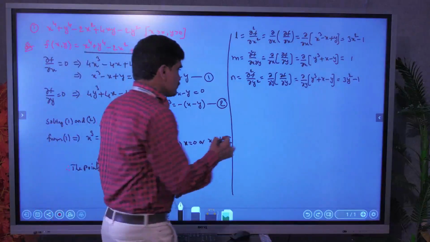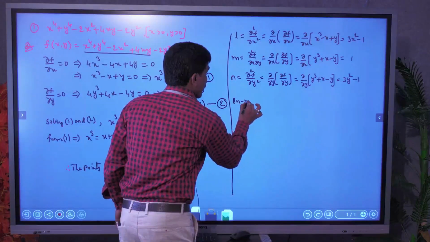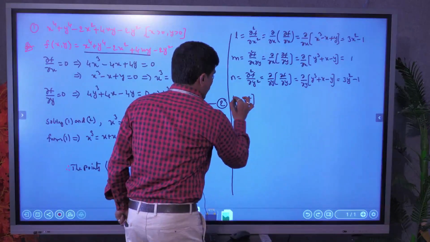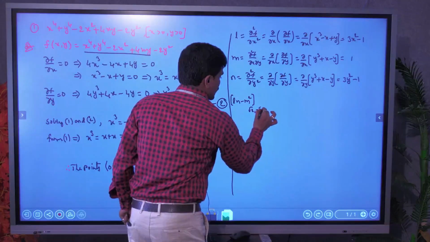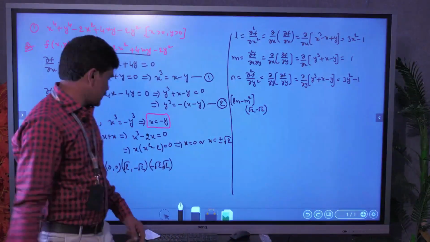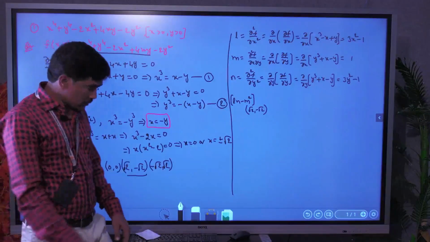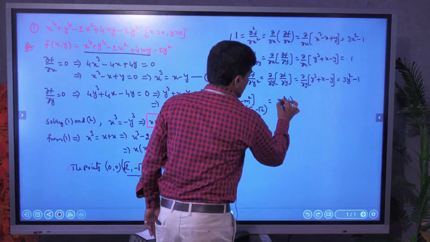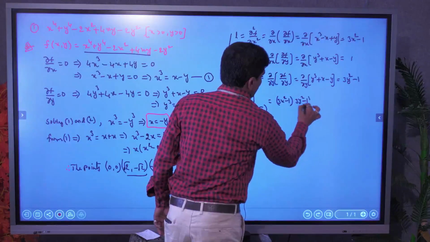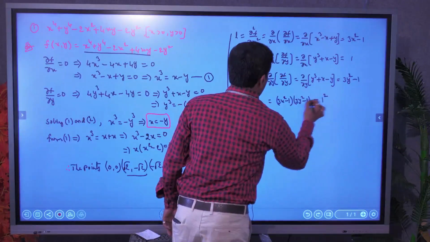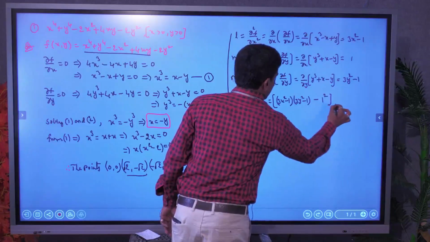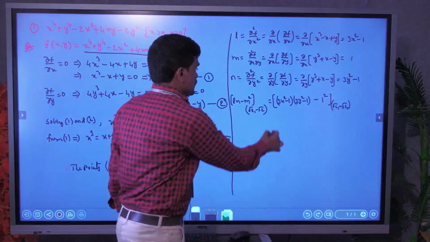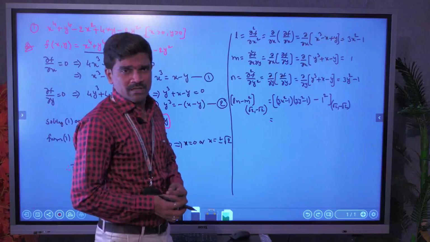Now this is the second step. Now calculate ln minus m square. What is ln minus m square at the point root 2 comma minus root 2? So first we take the point root 2, minus root 2. Then ln minus m square is actually (3x square minus 1)(3y square minus 1) minus 1 square at the point root 2, minus root 2. Now substitute x is root 2 and y is minus root 2.